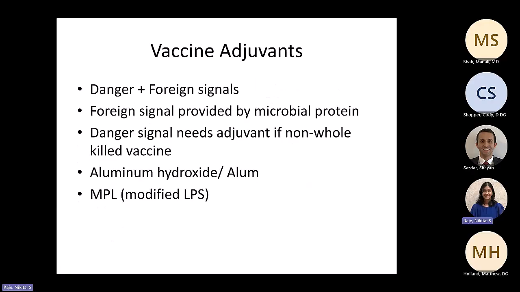So how do these vaccines work? Vaccines have to be able to give those two signals that we need for activation of the immune system: the first signal and the second signal. The first signal is the foreign signal, which is provided by the microbial protein. But the second signal has to activate the innate immune system, showing that there is a danger. And that's provided by the adjuvant that's added if it is not a whole killed vaccine.